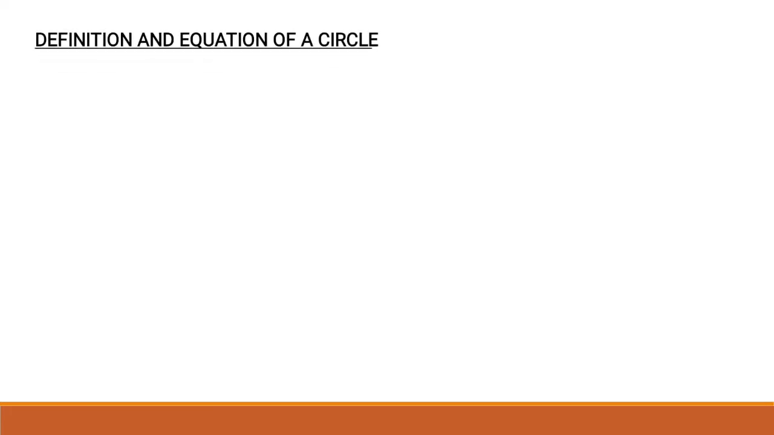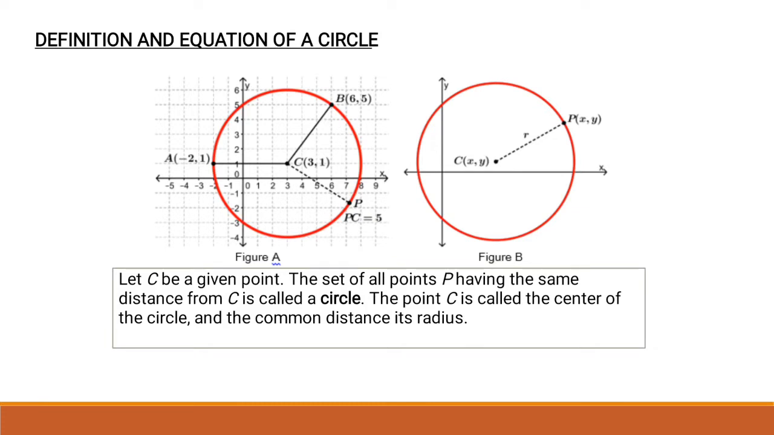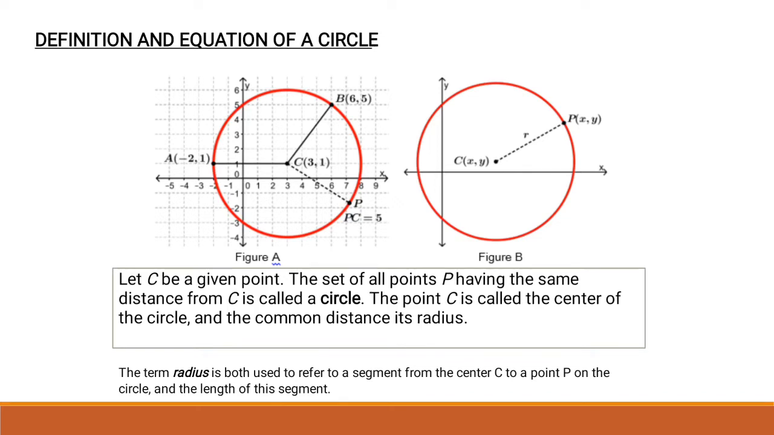For the definition and equation of a circle, we have our figures A and B. Let C be a given point. The set of all points P having the same distance from C is called a circle. As you will notice, the point C is called the center of the circle, and the common distance is called the radius. The term radius is used both to refer to a segment from the center C to a point P on the circle and to the length of this segment.